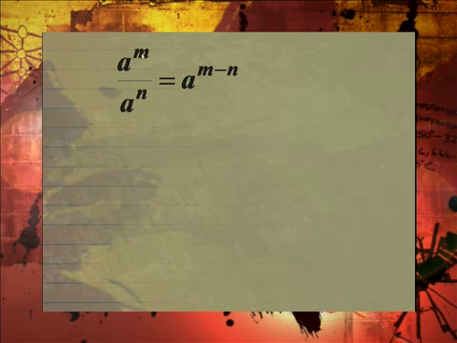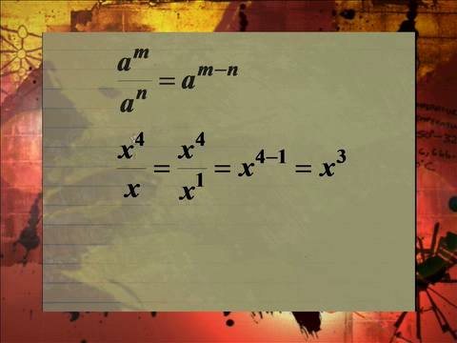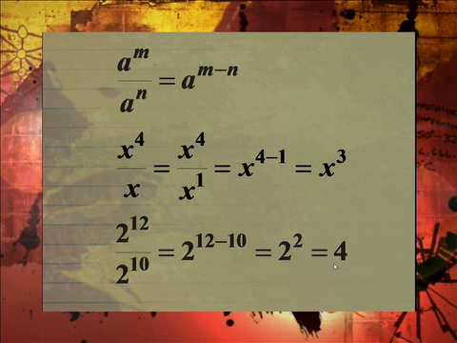a to m divided by a to n. Division, I applied this in the previous lesson. Then we have a to m minus n. Subtract your exponents. Let's see the example now. You're dividing, so 4 minus 1, we have 3. Happy? Now, again, same bases, 12 minus 10 is 2. Then we have 2 squared, which is 4.